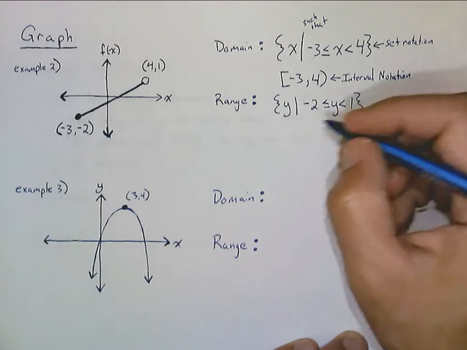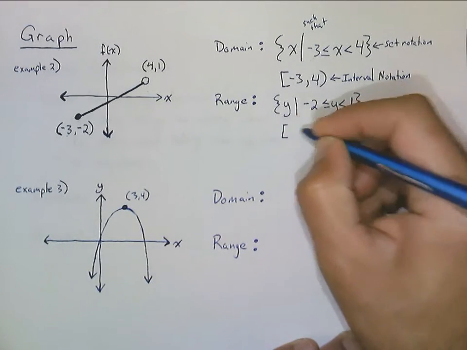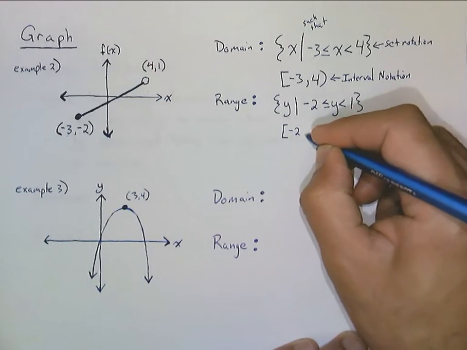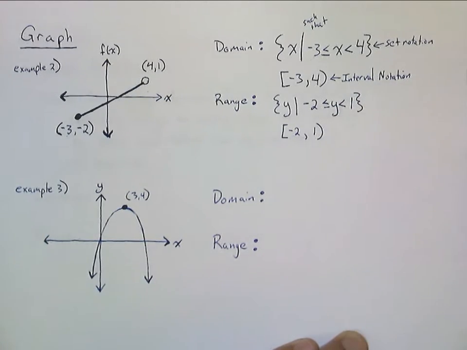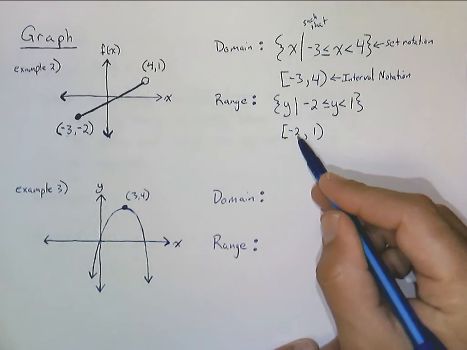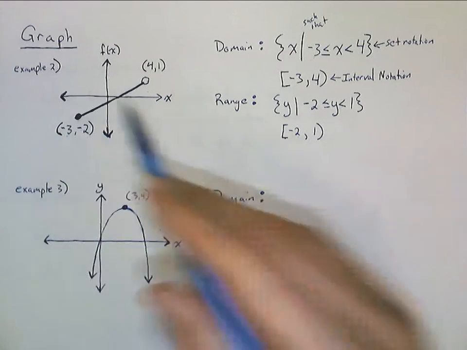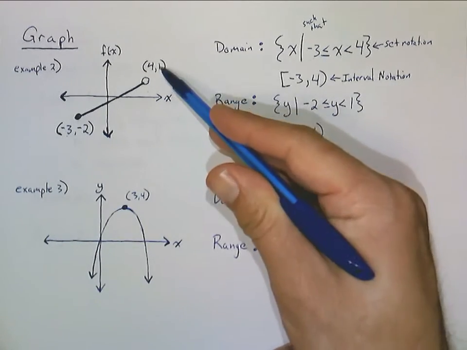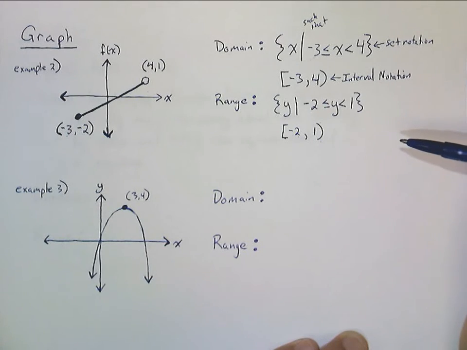Or in interval notation, we would use an interval from -2 to 1, the bracket saying, yes, we do want to include the y value of -2. The parentheses says we don't want to include the y value of 1.